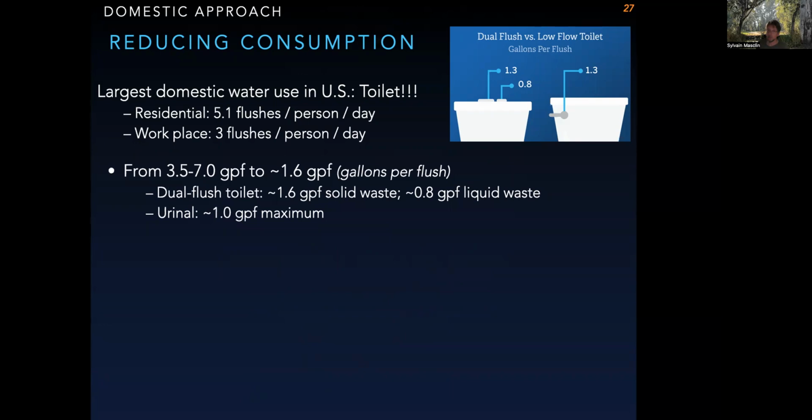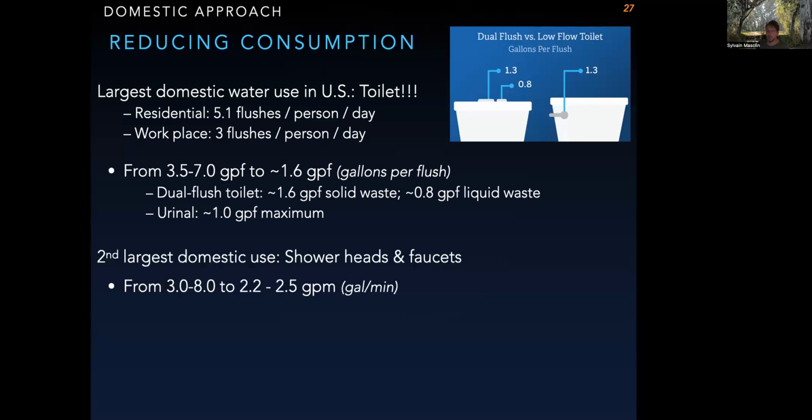And that has been done, in fact, and the normalization happened decades ago. Every flush used to be about 3 to 7 gallons. Nowadays, it's about 1.6 gallons per flush. 1.6 for solid waste, I would say, and half of it when it's liquid waste only. Urinals use about 1 gallon per flush maximum, normally less than that. And there are some urinals that do not use any water at all. So there are ways to reduce even more the amount of water there. We'll talk about another strategy in just a little bit.